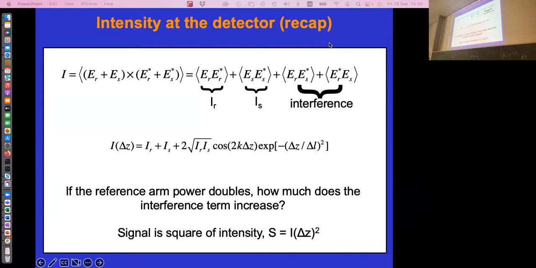ZS is 2 times L1 and ZR is 2 times L2. L2 is the mirror, that is the reference arm. L1 here is the sample arm.